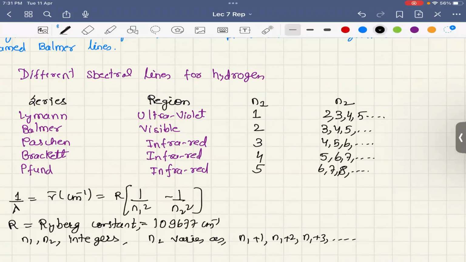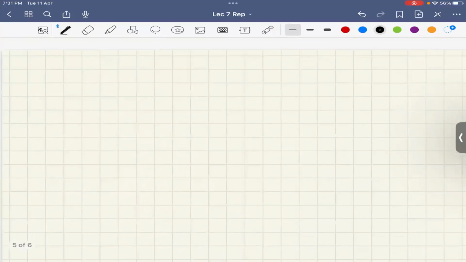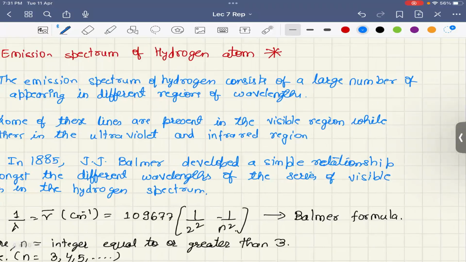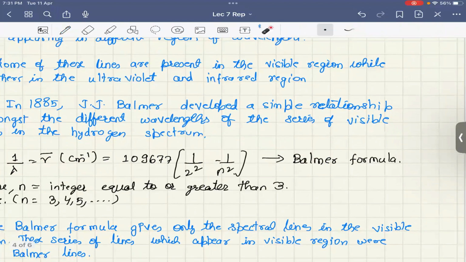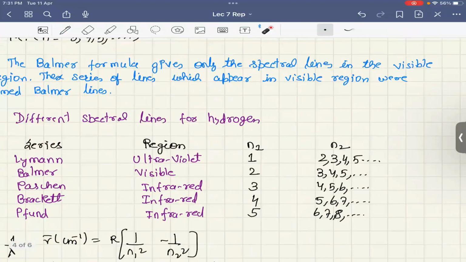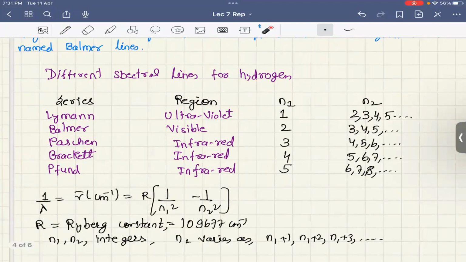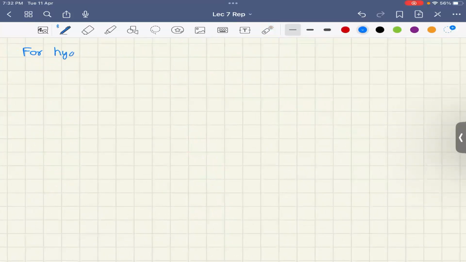So a slight correction in this formula could lead us to hydrogen-like atoms, right? Let us first write this down. It may be noted that the above equation is true only for spectral lines of hydrogen atom. This is the expression only for the different series for hydrogen atom, right? So if we add one more term in here, we can have the expression for hydrogen-like atoms, hydrogen-like ions.